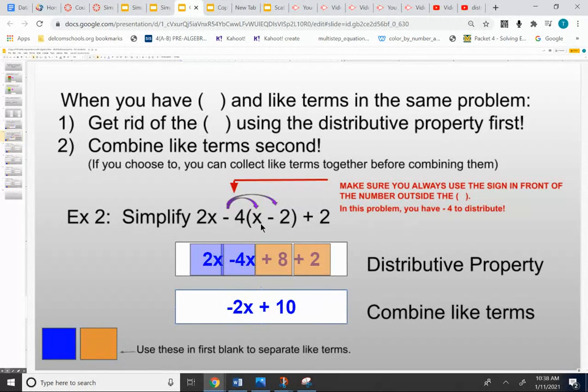So once again, we got rid of the parentheses first with the distributive property, taking negative 4 times x and negative 4 times negative 2. That gave us negative 4x plus 8. We brought the left side and the right side of the problem down that we didn't touch before. Then in purple, we covered up the x pieces, and in orange, we covered up the number pieces, and we combined those together by addition. Adding 2x and negative 4x was negative 2x, and an 8 and a 2 added together is positive 10.